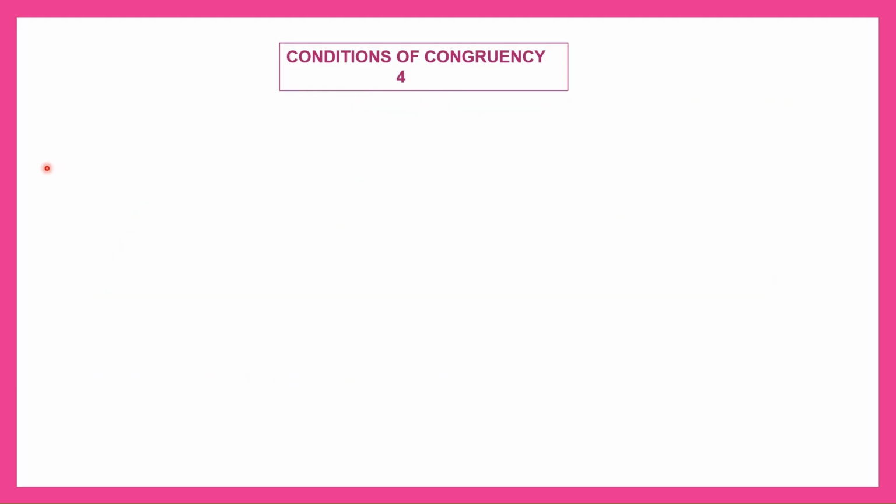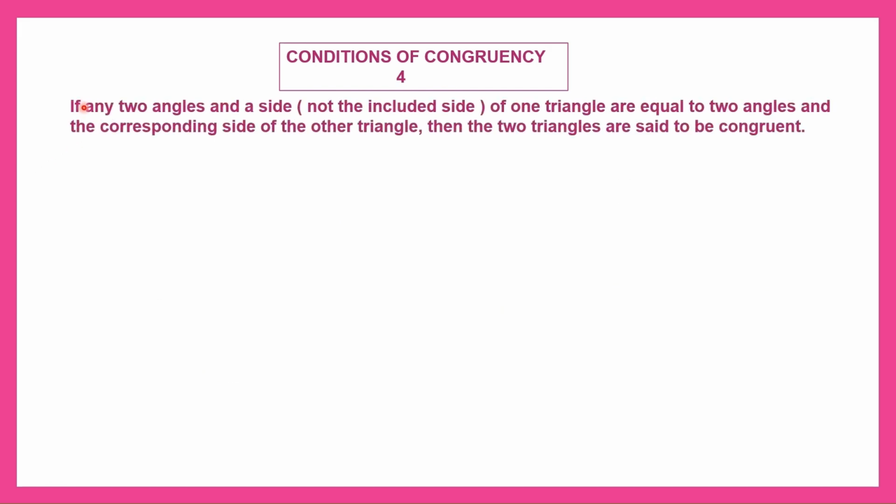The fourth condition of congruency is if any two angles and a side, we already had two angles and a side, but this time the side is not the included side of one triangle, if that is equal to two angles and the corresponding side of the other triangle, then the two triangles are said to be congruent.